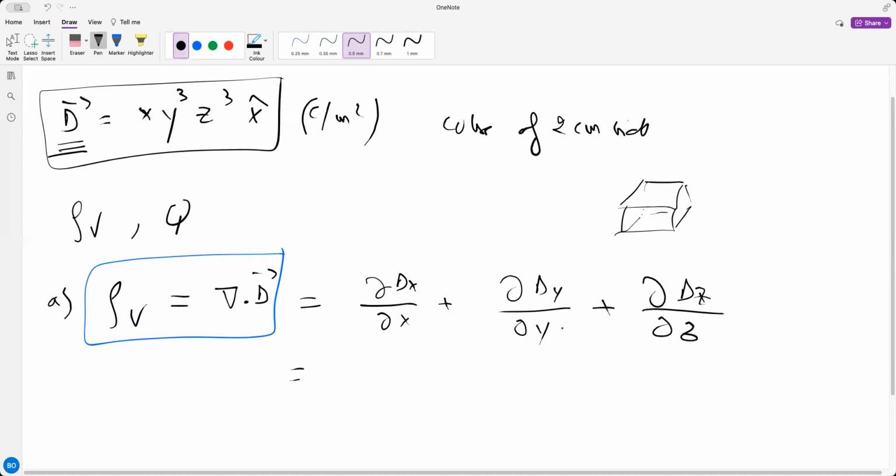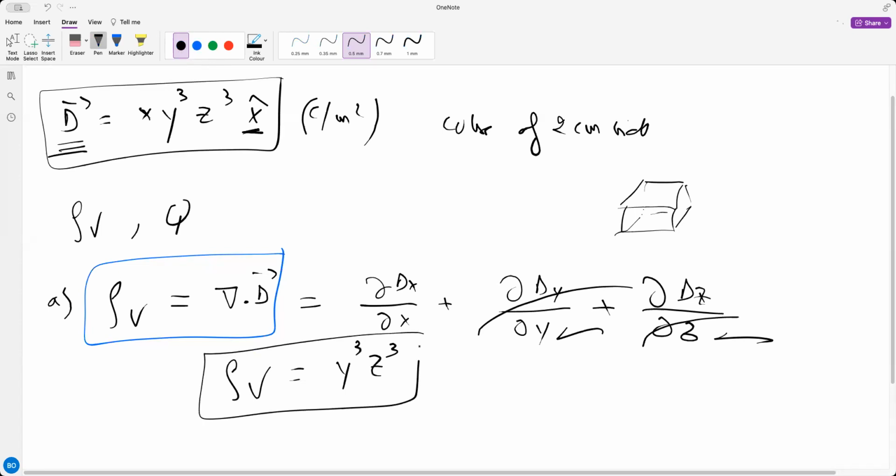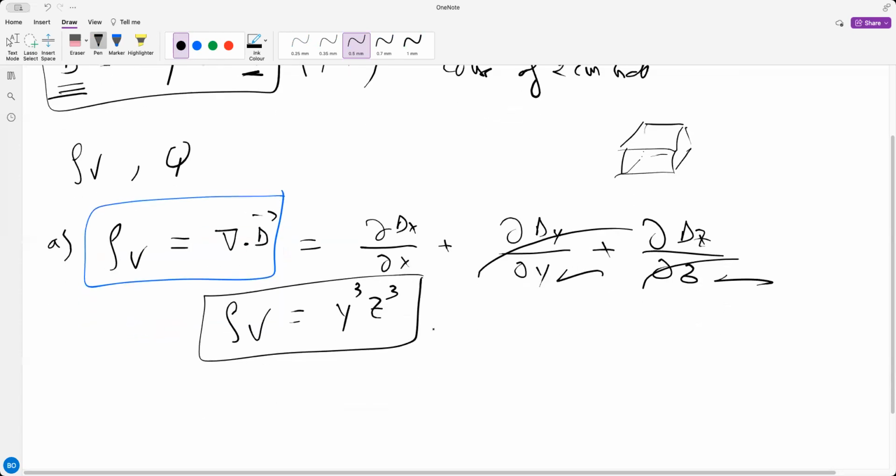Now, there is no component along Y. There is no component along Z because everything is along X. So the derivative is y cubed z cubed. This is the volume charge density. Now, what is the next question? How do you calculate the total charge? You are given the volume charge density, and you want to calculate the total charge.